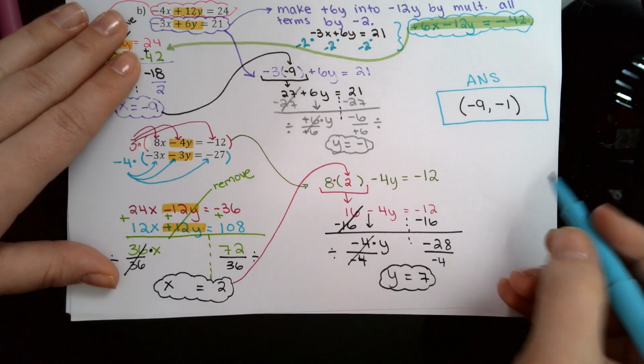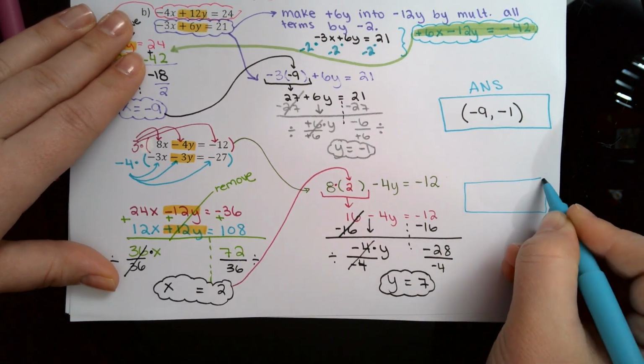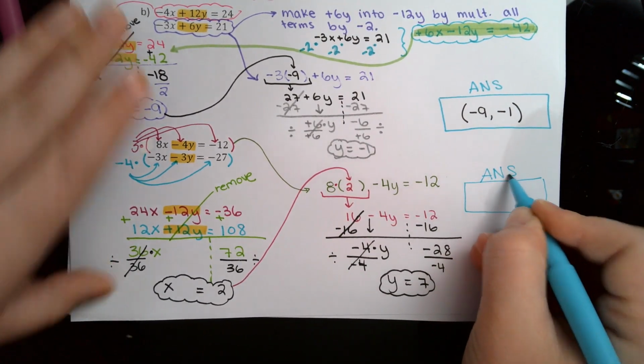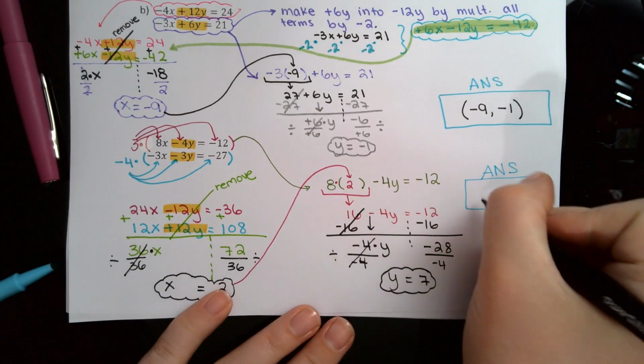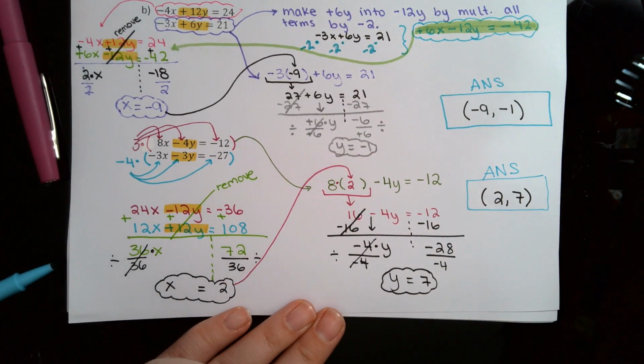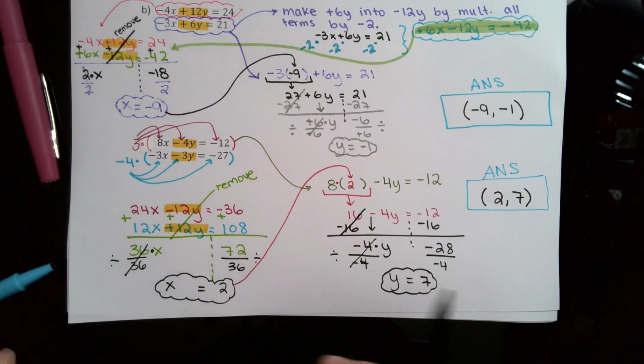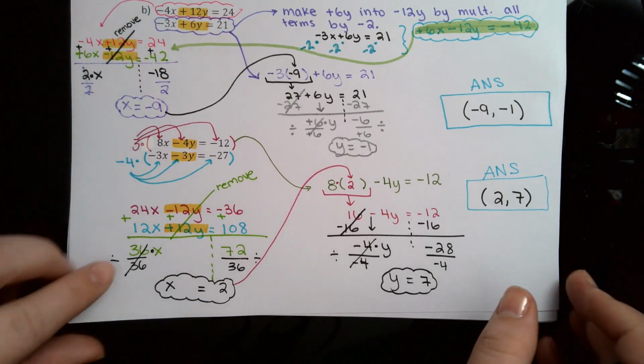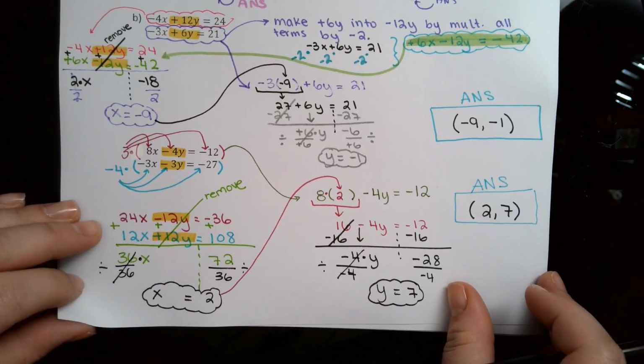For our answer, we're going to draw a little answer box, and we're going to write in our answer. So we got open 2 and 7. So open 2, comma 7, and then close the parentheses. Alrighty, that was elimination. Moving on.